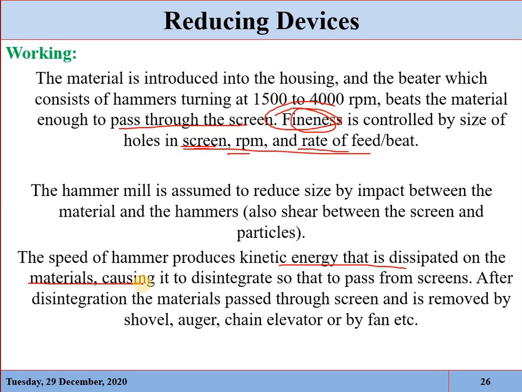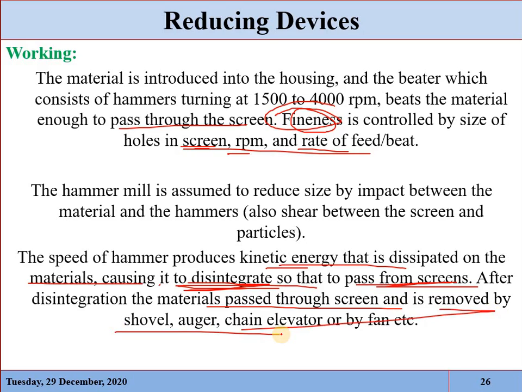The speed of the hammer produces kinetic energy that is dissipated on the material. See, the hammer, that beater, is rotating, so it will have some kinetic energy, and that kinetic energy will be applied on the material, which will disintegrate the product. The product will pass through the screen, and after disintegration the material that passed through the screen is removed by shovel or auger or chain elevator.